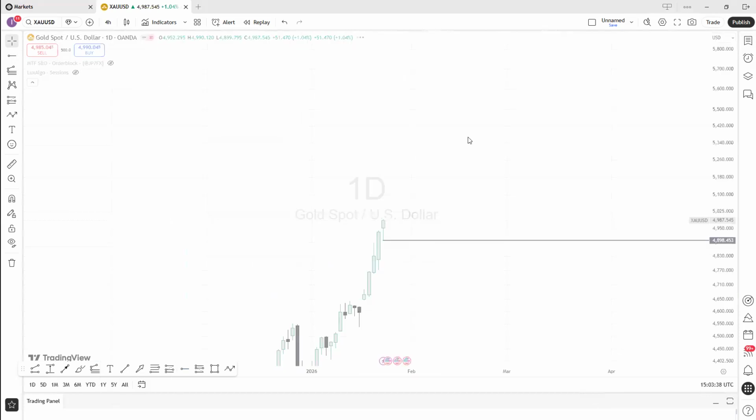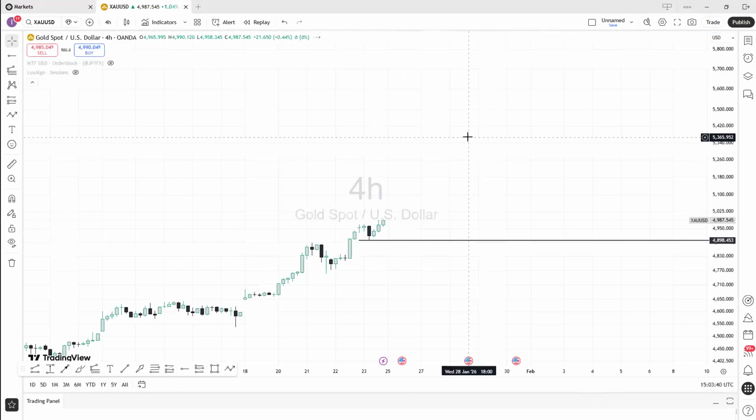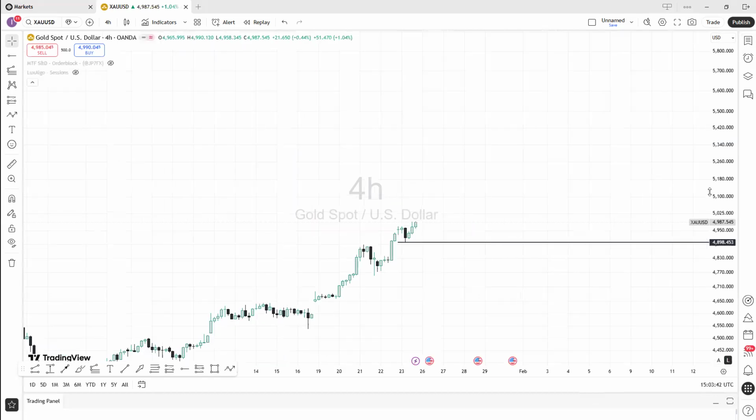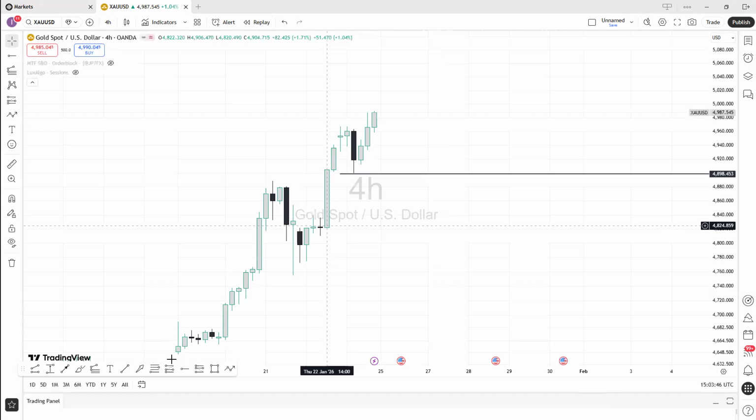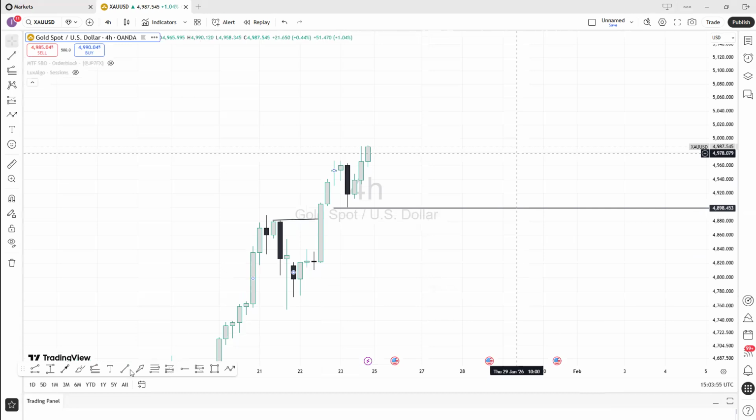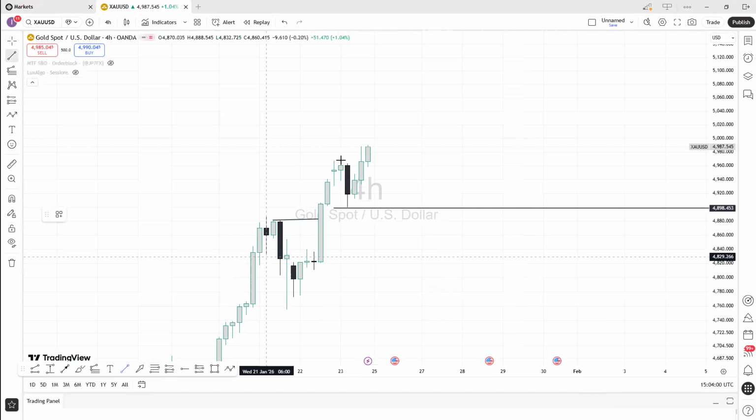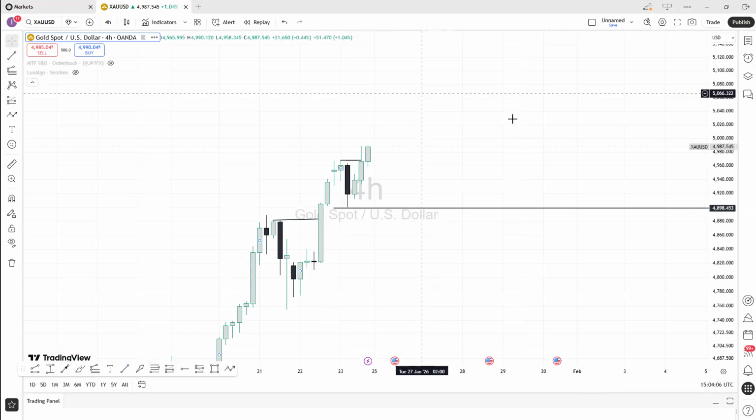On the 4-hour time frame, what is going on? We have this clear break of structure. You can see price broke this previous high. Also, we have another break of structure over here. So it means continuation of the upward trend.